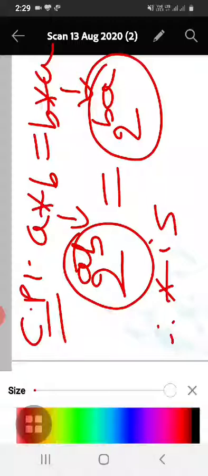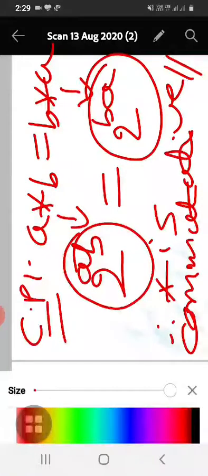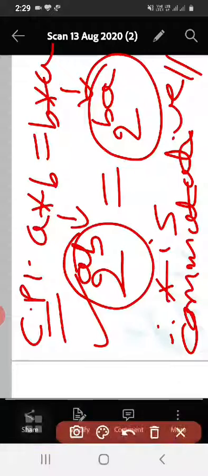Therefore star is commutative. So it's very simple. You need not take examples. You can write this much only. Then I can consider associative property. Okay, I will move to next step here.